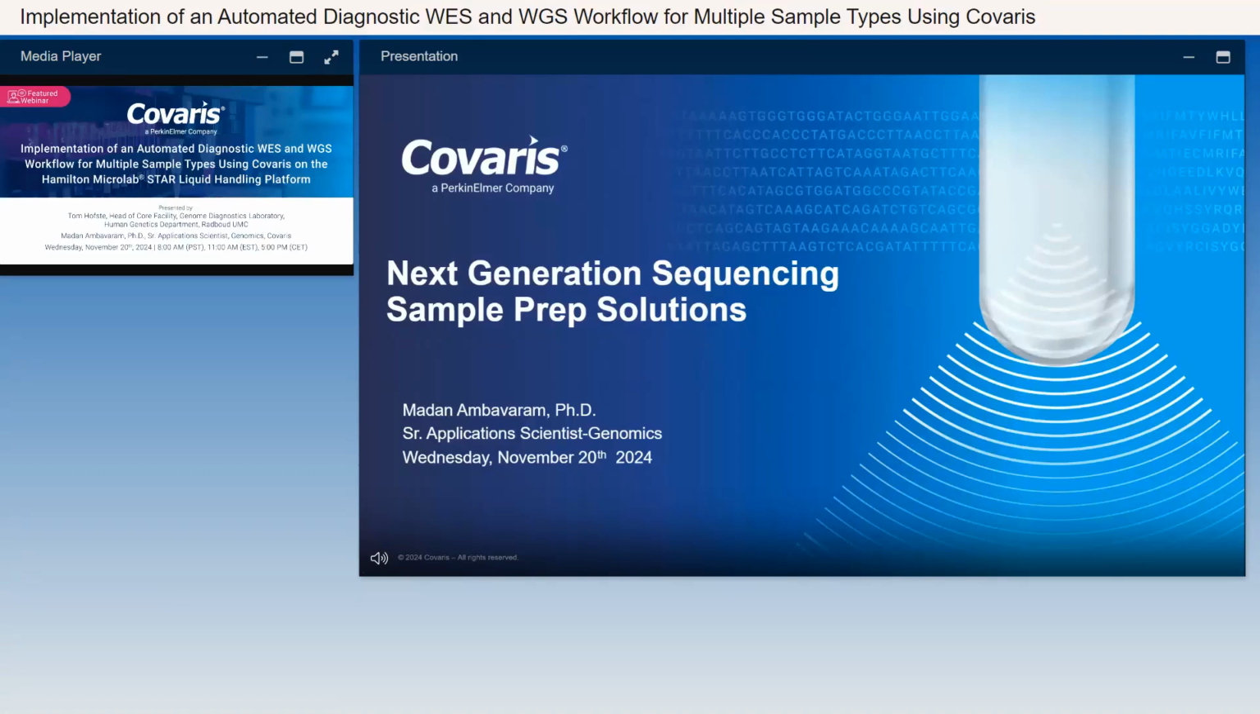Hello, everyone. Thank you for the warm introduction. My name is Madan Ambavaram. I'm the Senior Application Scientist at Covaris. It gives me immense pleasure to present today alongside Tom Hofste, Head of Core Facility at Radboud University Medical Center. I would like to take this opportunity to discuss next-generation sequencing sample prep solutions using Covaris proprietary technology, adaptive focused acoustics, AFA in short.